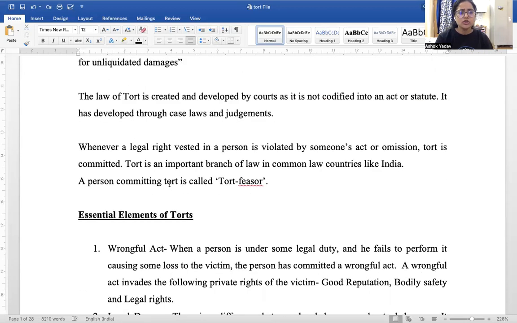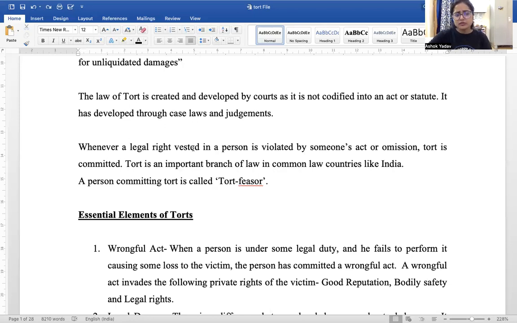Now, the law of torts is created and developed by courts. As it is not codified in an act or statute, it has developed through case laws and judgments, right? So basically, we don't find any legislation or act for tort. The law of tort has developed through various judgments and case laws. So there is no particular statute or act governing this. It is actually a development of courts, a development through case laws by judges, right?